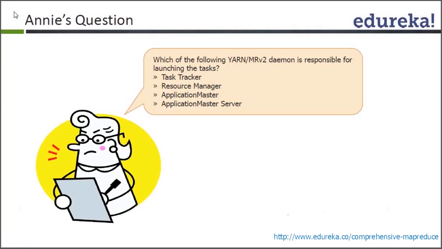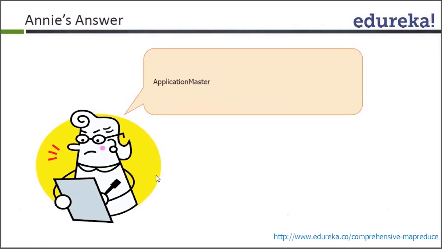Who is responsible for launching the map and the reduce task? He will talk to the resource manager, but then who will say that you have to actually launch it? So, responsible for launching the task, not responsible for telling which task to launch. The actual answer to this is the application master.